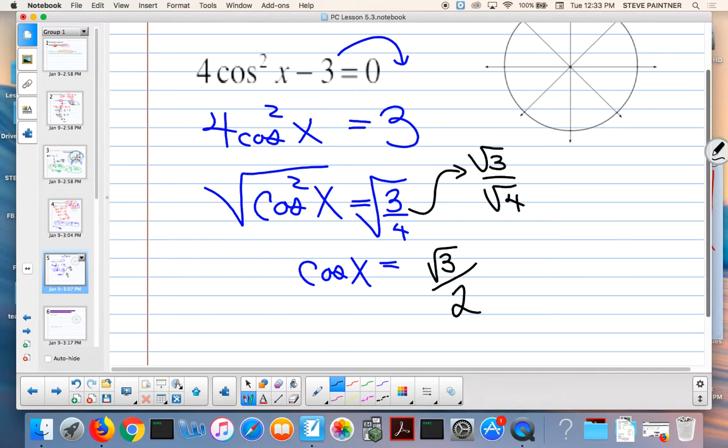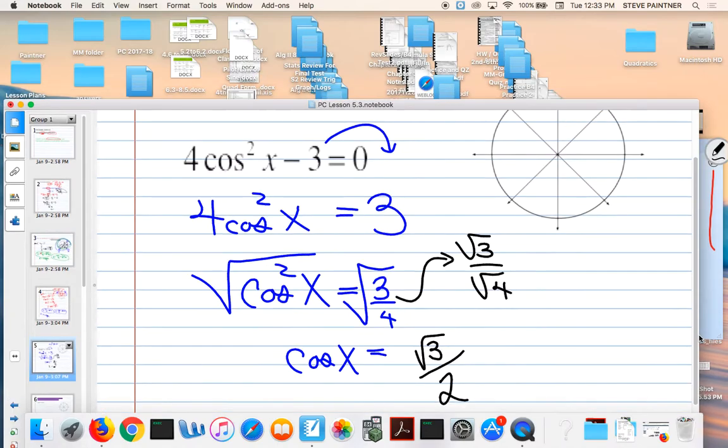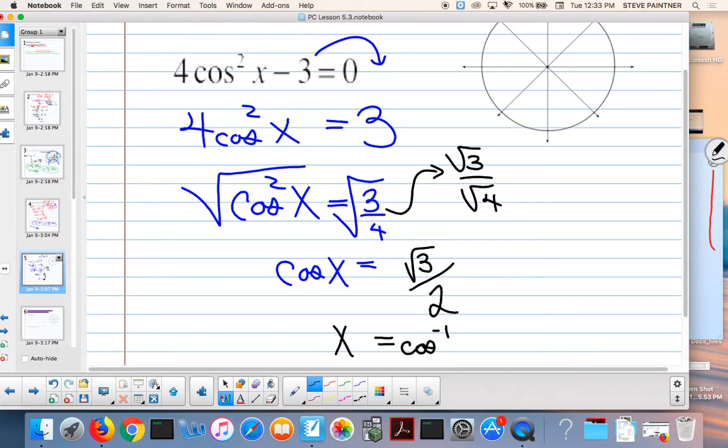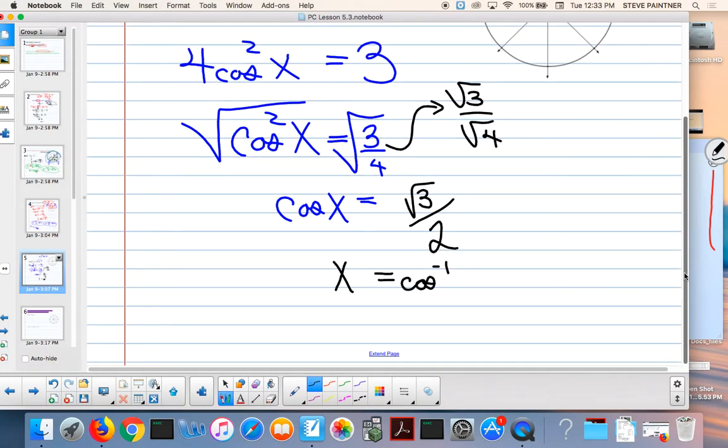Something's missing. Well, okay. Yeah, I suppose I could do that. x equals inverse cosine. But something's missing. No. You took the square root of both sides, right? Oh, plus or minus. Plus or minus, yeah.